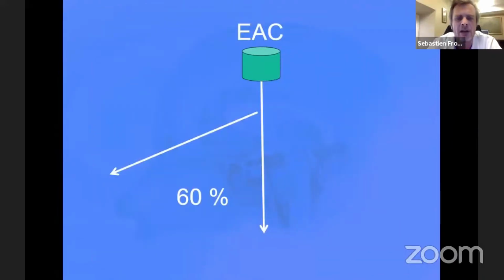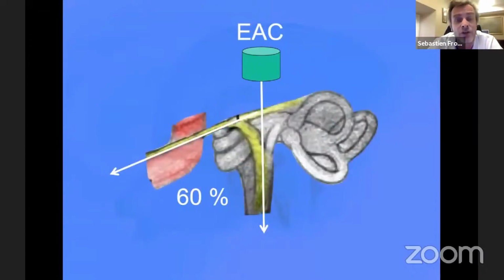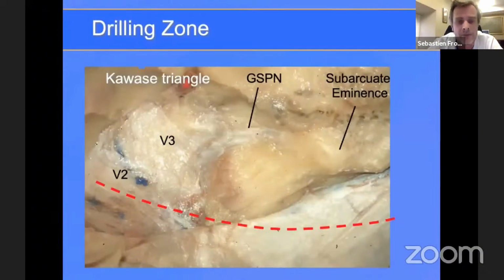There is an angle between the GSPN and the internal auditory canal, 60 degrees, and you have a vertical line between the external auditory canal and the internal auditory canal, but this depends on the rotation, obviously, so it's not very reliable.